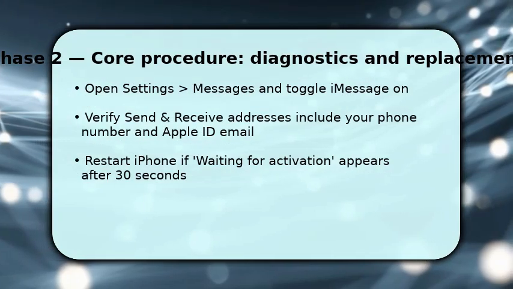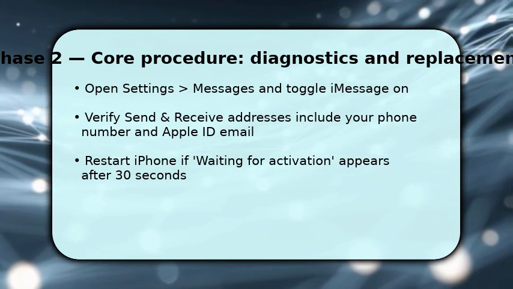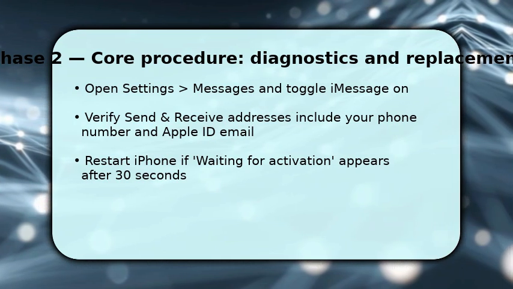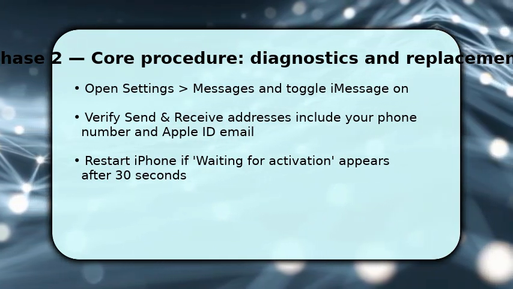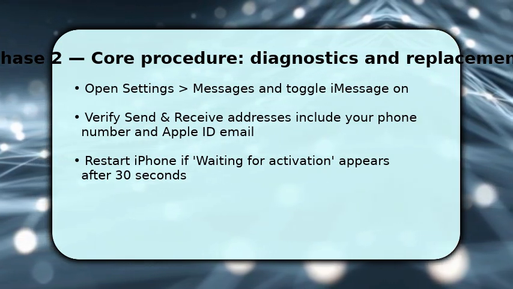Once prerequisites are set, open Settings and tap Messages, toggle iMessage on. You'll often see waiting for activation briefly. Give it up to a minute. Then tap Send and Receive and confirm your phone number plus Apple ID email are checked. This defines where you can start or receive conversations.